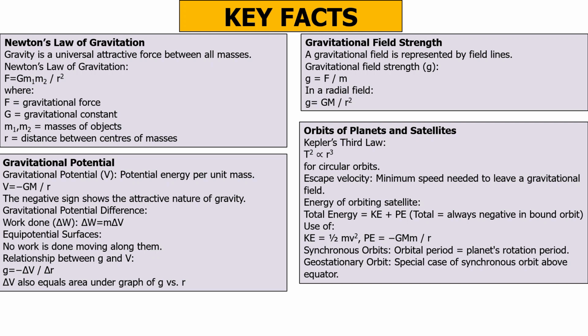Now for the orbits of planets and satellites we use Kepler's third law, which is T squared is directly proportional to r cubed for circular orbits. The escape velocity is the minimum speed needed to leave a gravitational field, and the energy of an orbiting satellite is equal to the kinetic energy plus the potential energy, but the total should always be negative because it's bound in an orbit around another object. To work out the kinetic energy we use a half mv squared, and for the potential energy we use minus GMm over r. That tells us that potential energy has to be negative. For synchronous orbits, the orbital period will equal the planet's rotation period, whilst a geostationary orbit is the special case of a synchronous orbit around the equator of the planet.